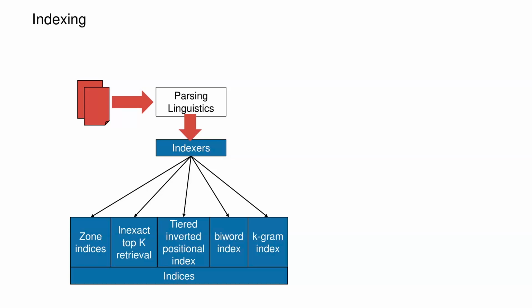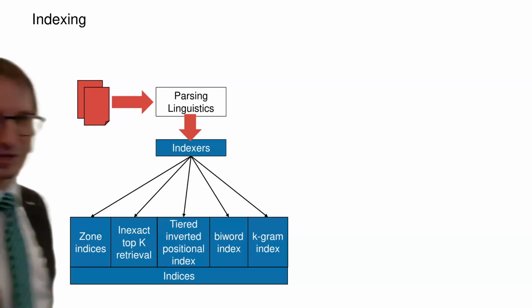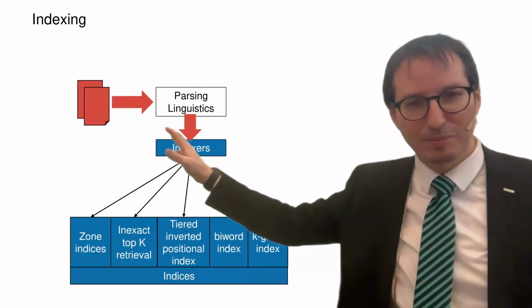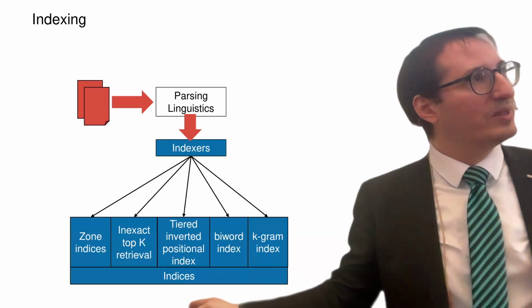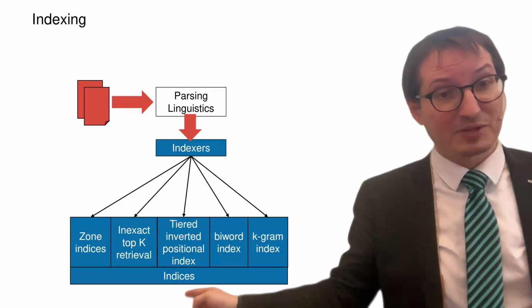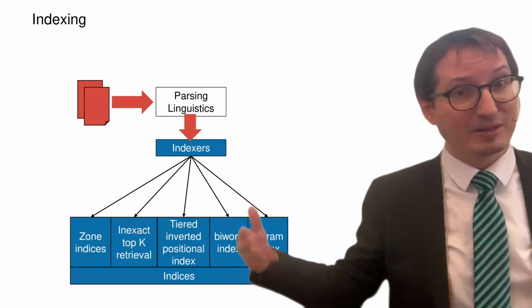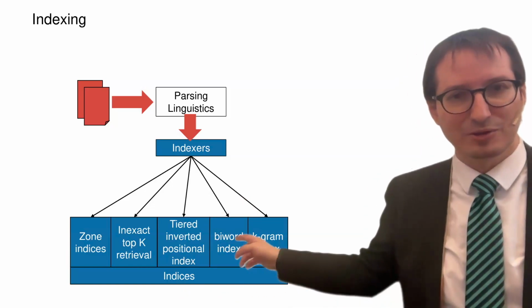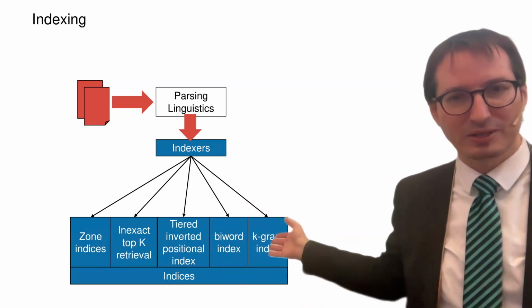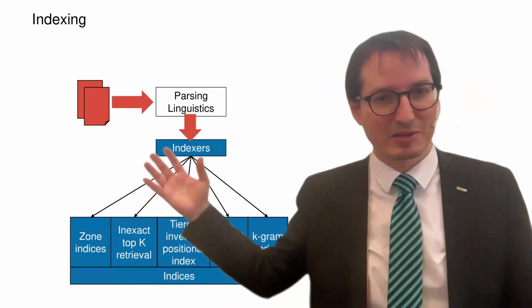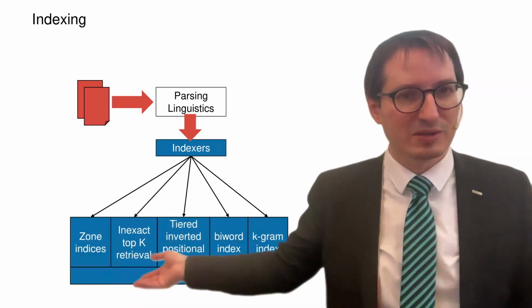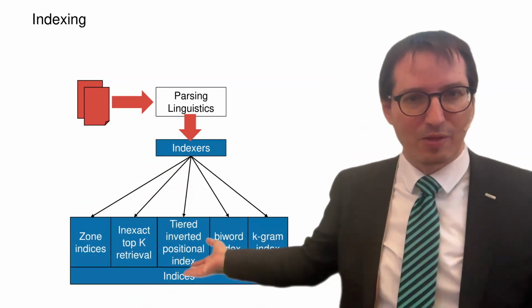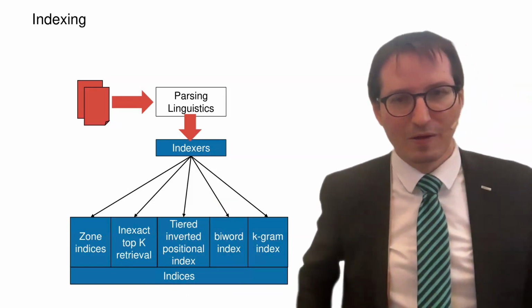For that, we've seen linguistic post-processing, you know, the Porter stemmer and all these tricks, the tokenization in order to read the documents, turn them into tokens, and then build the indices. Which index? We've seen plenty of them. We have seen the standard inverted index and plenty of modifications of these indices, even the byword index, keyword index, k-gram index, permuterm index, they're not even all here, zone indices, inexact top K retrieval, the tiered positional index that I've shown you as a trick.